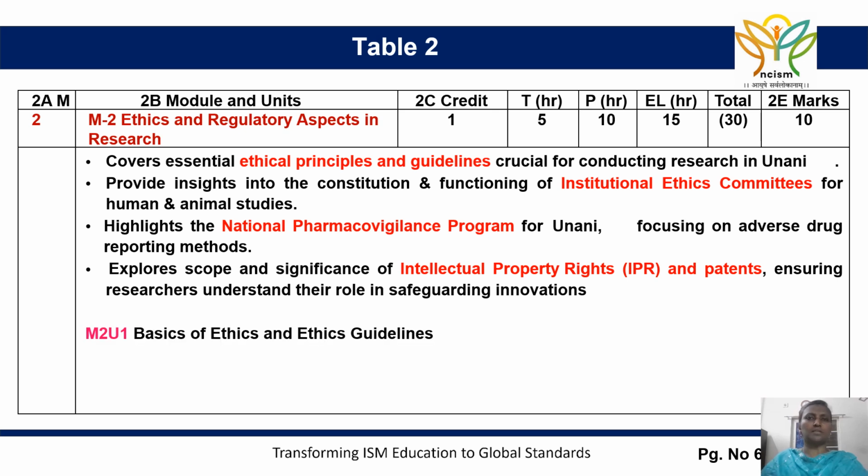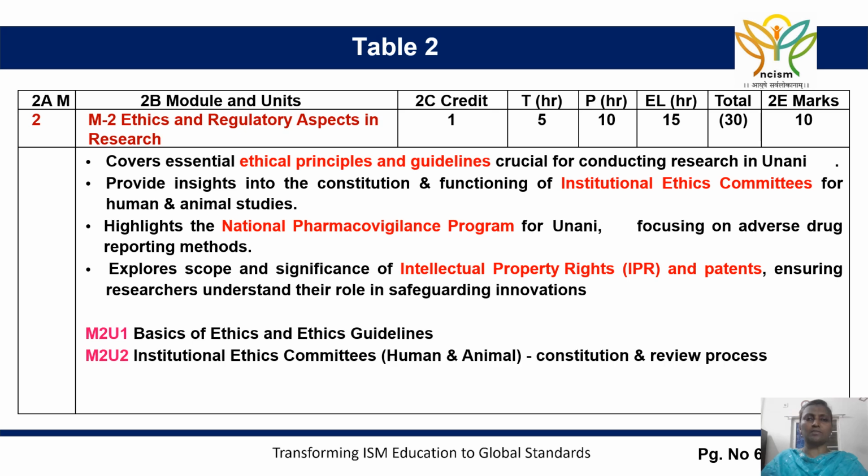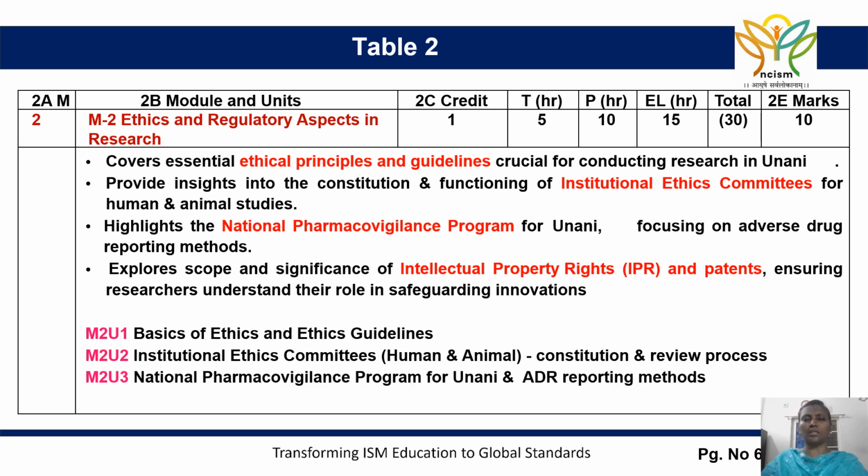Unit 1, Basics of Ethics and Ethics Guidelines. Unit 2, Institutional Ethics Committees for Human and Animal Studies, its constitution and review process. Unit 3, National Pharmacovigilance Program for Unani and Adverse Drug Reaction Reporting Methods. And Unit 4, Scope and Importance of IPR and Patents.